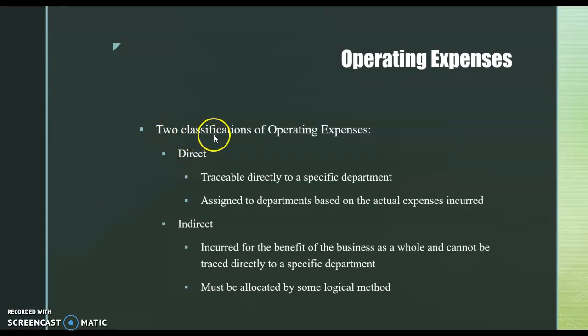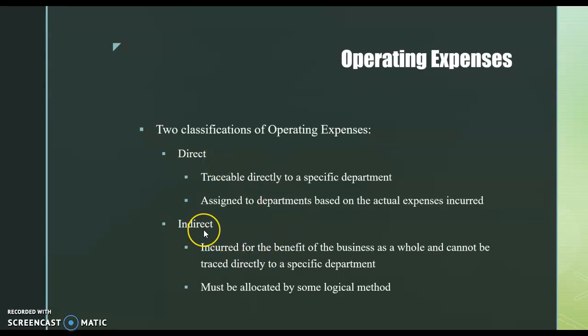We have those, in fact, two classifications of operating expenses that we just talked about. The ones that are traceable directly to a specific department already. And they're assigned to that department based on the actual expense we had. So if we have a wage expense for somebody that works only in golf, then that wage, the gross wages, would be assigned to the golf department. And we call those direct operating expenses.